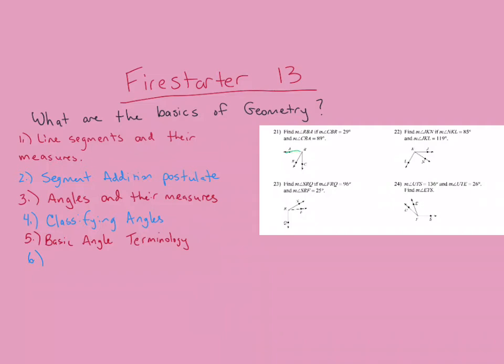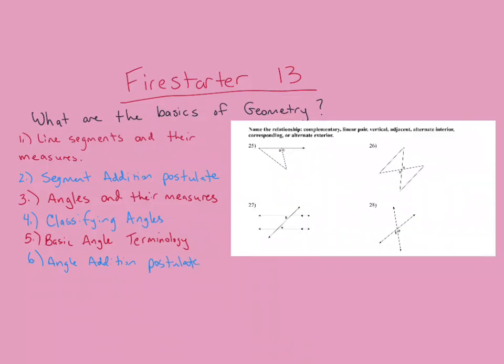Like notice I have this green angle, right? This green part right there. And if I add it to, let's say, this yellow part together, it's going to make up this big blue angle, right? So that's going to be called the angle addition postulate.